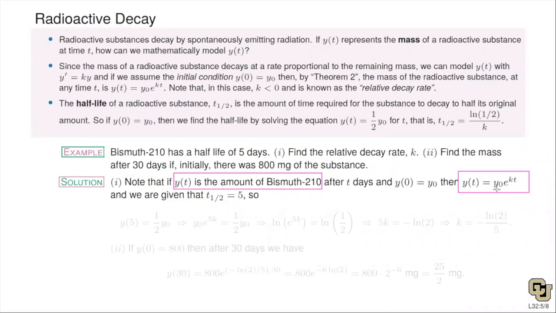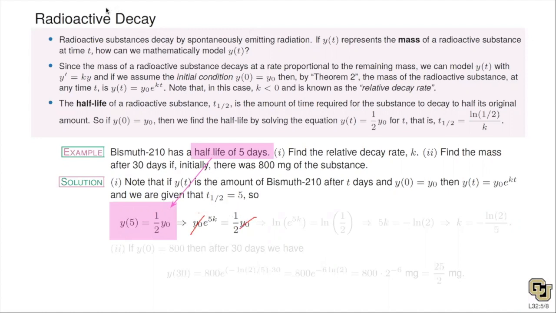So let's see. We have to find the mass after 30 days, so we have to find Y of 30. And for part 1, we have to find K. So let's use the information that's given. They tell us 5 is the half-life, 5 days. So what does that mean? Y of 5 equals 1/2 of the original amount. And here, even though I do know the original amount was 800 milligrams, I don't need it, because what happens in the math is we actually end up canceling the Y sub 0. So whether I knew it or not, it wouldn't matter here for this calculation.